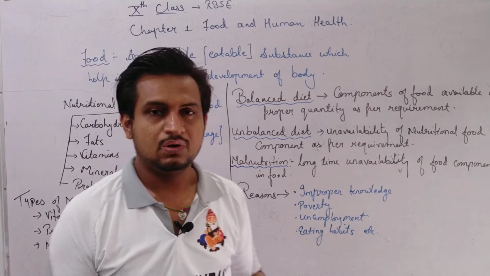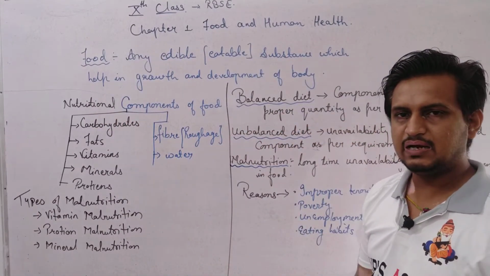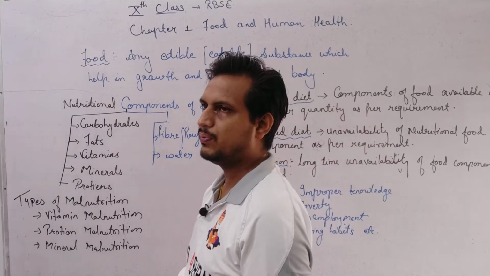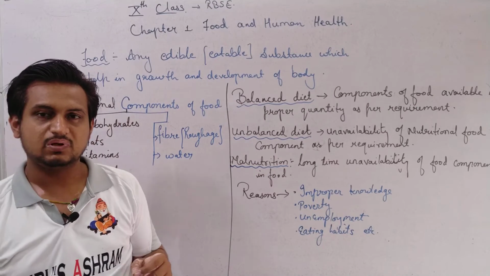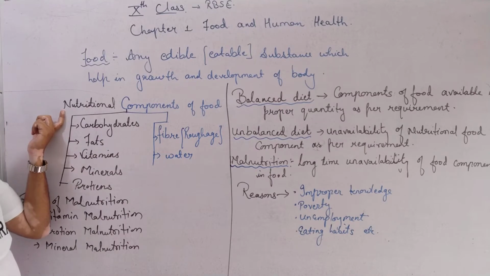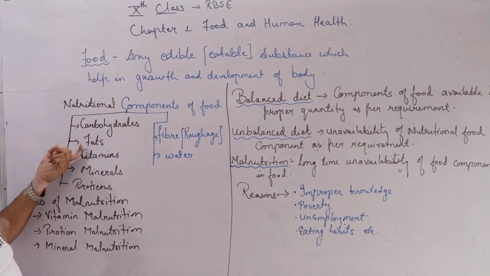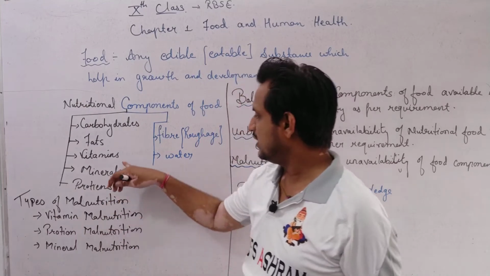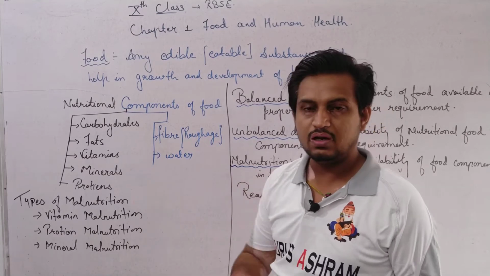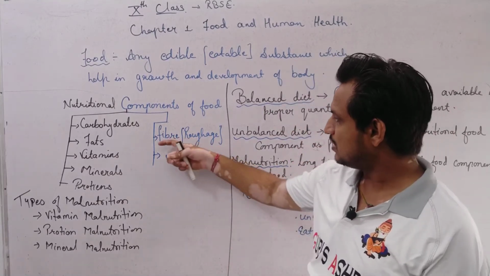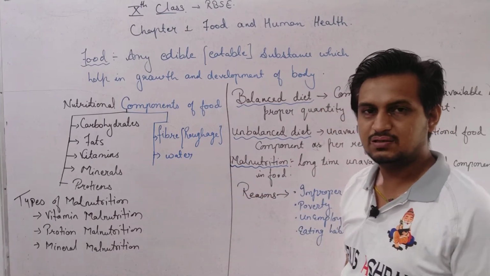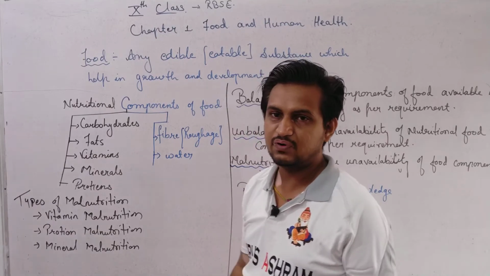Now, talking about food, we think that there is some nutrition in that food. But name the components which provide food nutrition. So the nutritional components of food are carbohydrates, fats, vitamins, minerals, proteins, fiber and water. Now friends, let me tell you, fiber is also known as roughage. These are the components that we are studying from class 6.